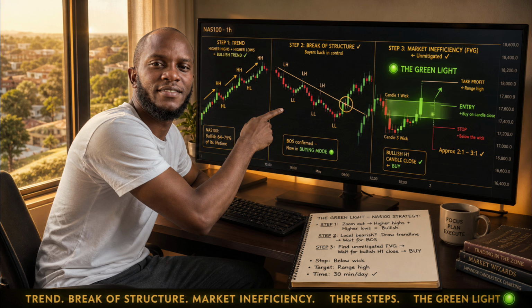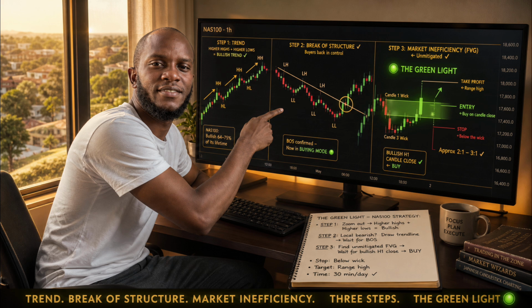Last, recap: time frame 1 hour, zoom out, macro trend. Higher highs, higher lows, bullish confirmed. Local bear, draw the short trend line, lower highs, connect them. Break above, back, green light go. Mark the lane with a rectangle, FVG inside, 3 candles, unmitigated, not filled. Price returns, wait for it, bullish close on the 1 hour chart. Buy on close, stop below the wick, range high. Check off the indicators, no complexity, 1 chart.